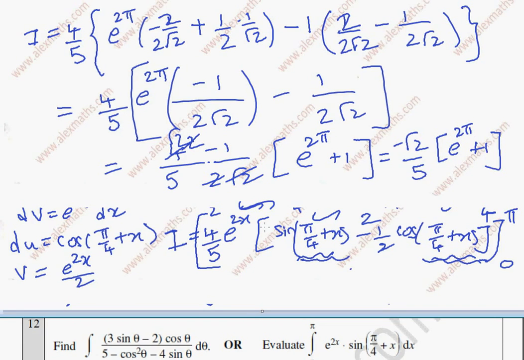One more thing, we forgot to write a 2 here. When we took 2 common, we wrote it in the previous step, but this 2 is missing from this step onwards. So the denominator will have an extra 2. After cancelling this, this will become root 2. So the answer is minus 1 by 5 root 2 into e power 2 pi plus 1.